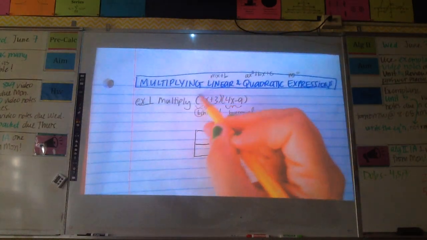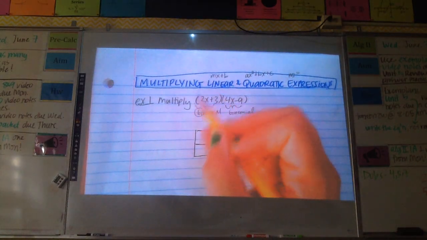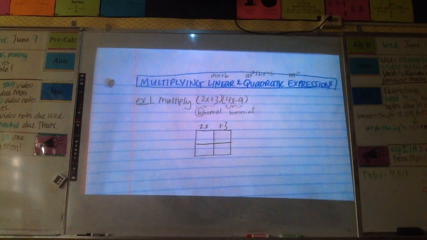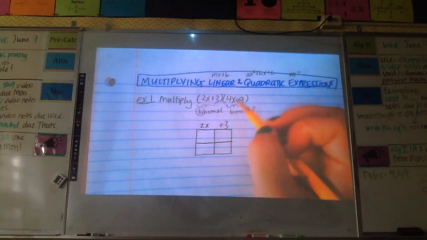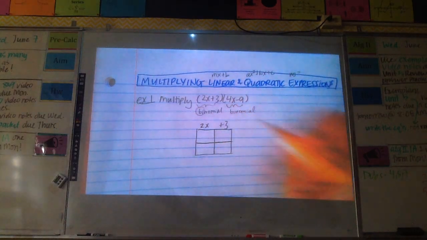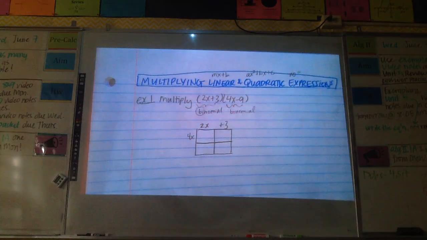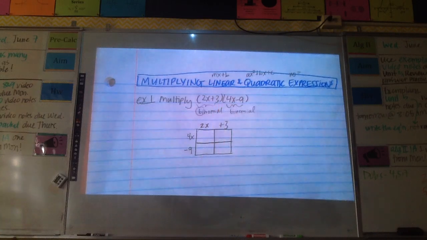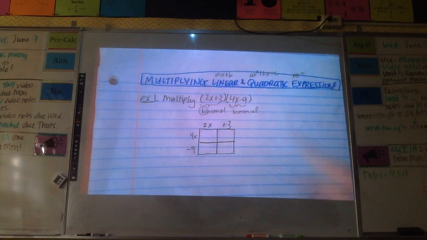I'm going to write the first expression, this mathematical phrase, broken up by terms. One term above each column. The second mathematical expression will go over here. Again, I'm breaking up the 4x and the negative 9. Keep in mind the signs go with the term after it, right? The number after it. Now I need to multiply.